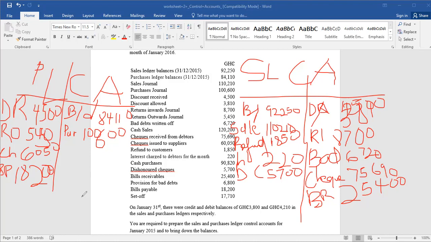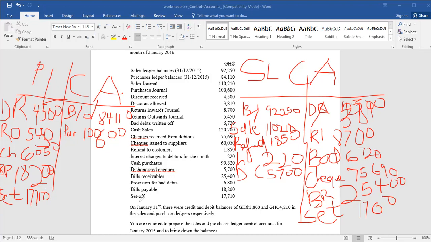Okay, good. And then set off. So the set off reduces here and also reduces here. Okay, so set off comes here. In the sales ledger, set off comes to the credit side because it reduces the amount that the person owes you. And in the purchase ledger, it comes to the debit side. So you see the difference between the two. While it comes to the credit side of the sales ledger, it comes to the debit side of the purchase ledger or the creditors control account.